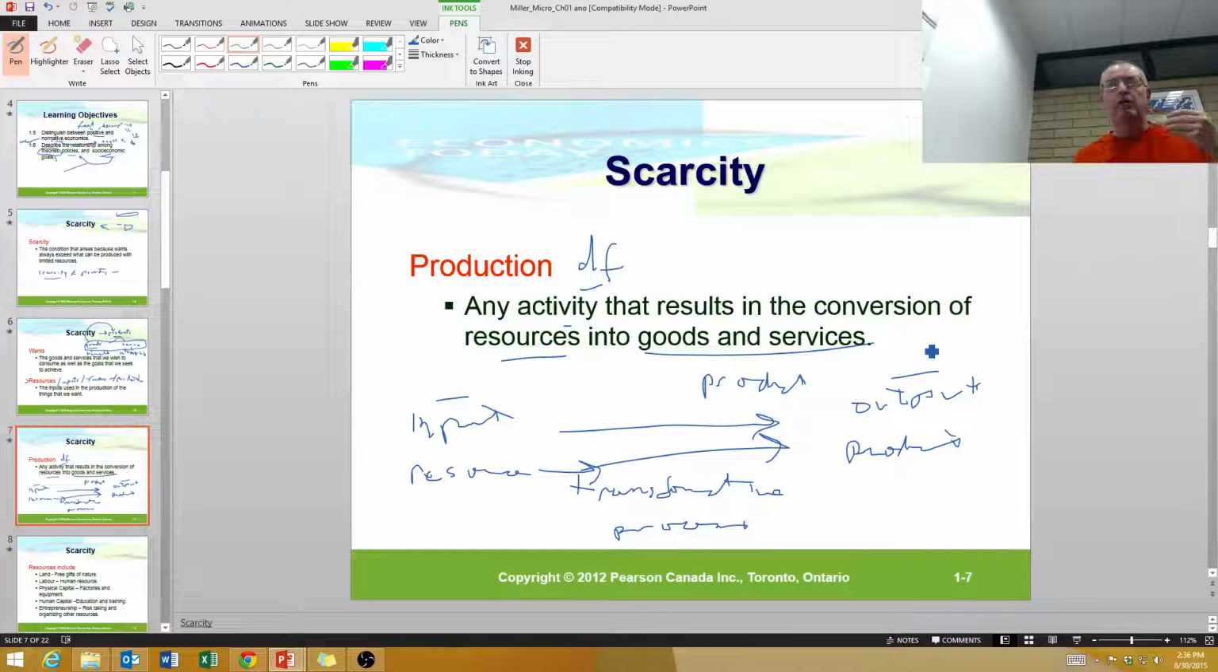Services is a little bit counterintuitive, but in economics, we also speak about producing services. So again, we take some inputs, we take some people, we take some time, and we take some economic inputs, and we produce a service.